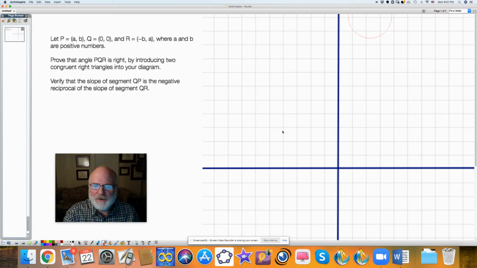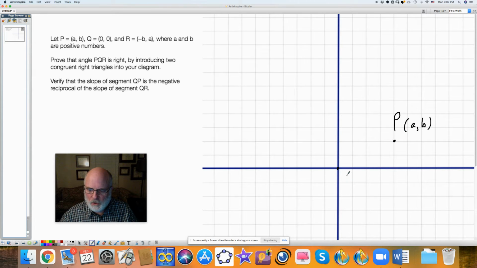Hi, folks. I'd like to talk to you about this little proof here. Let's just plot a point A, B. This is a general point, so it doesn't have to be anything specific, but I want to make sure that the A and the B are something that I can relate to. So I'll call this point A, comma B. On my grid, it happens to be 4, 2, but it could be any point, A, B.